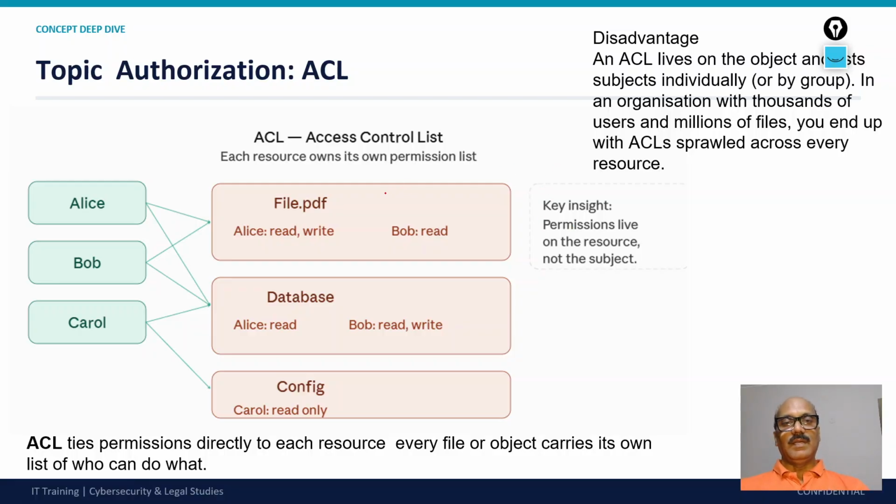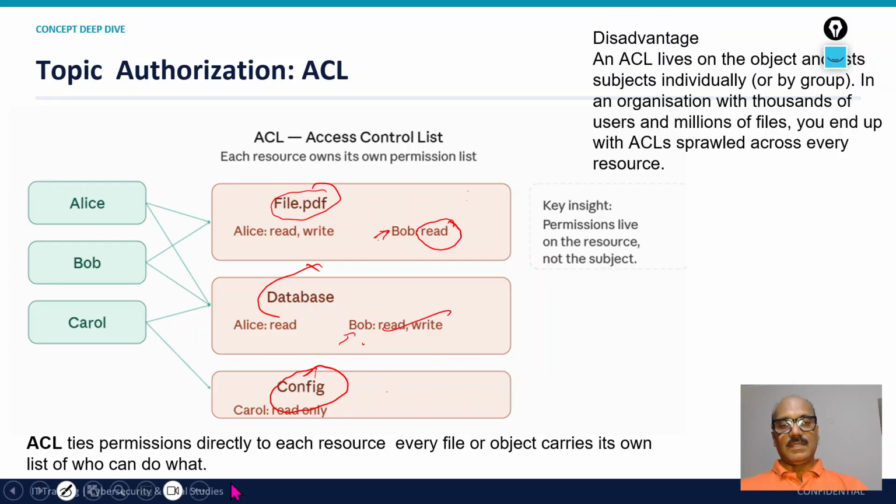Okay, now here, this diagram makes it much easier to understand the ACL. As I mentioned, this file is one resource, the database is one resource, and the system configuration files are another resource. You can see here this resource has a read, and Bob is mapped to that. Read, write, again Bob is mapped like that.